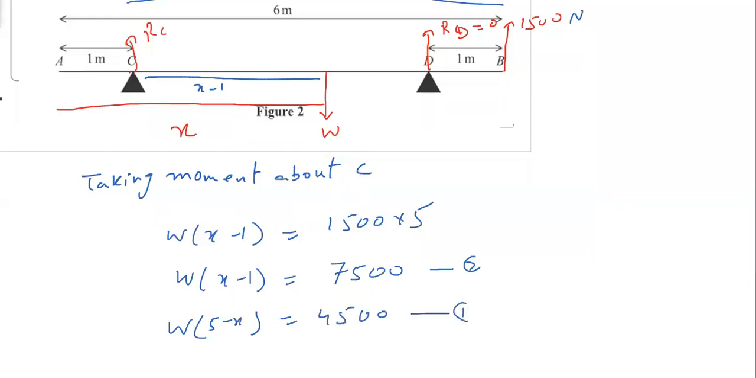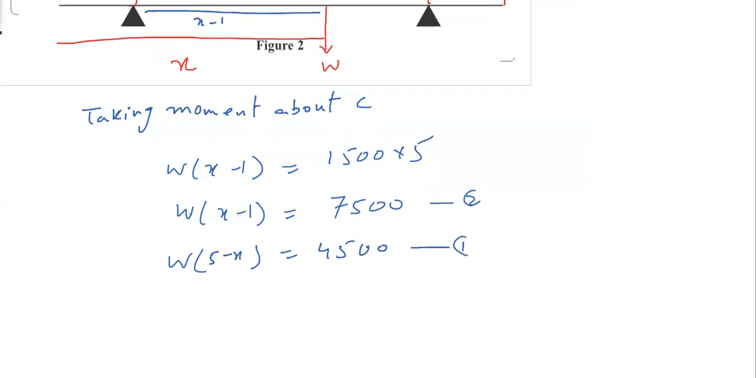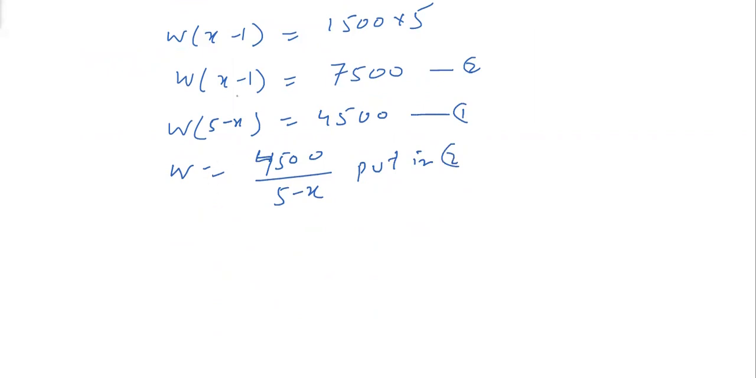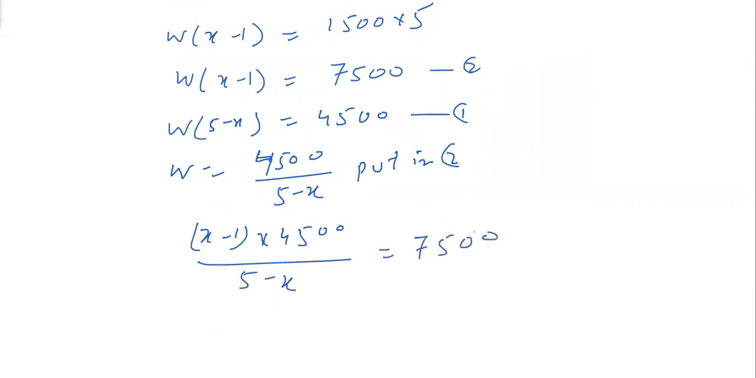Now I will solve them simultaneously. For solving simultaneously, I can take the value of W from equation 1 and put it in equation 2. So W will become 4500 over 5 minus X. If I put it in equation number 2, I will get X minus 1 into 4500 over 5 minus X, and that is equal to 7500.